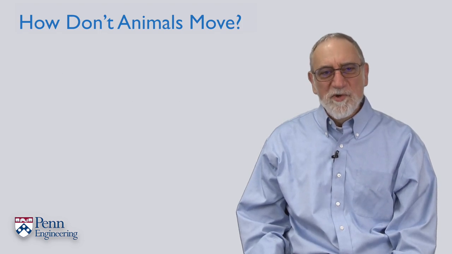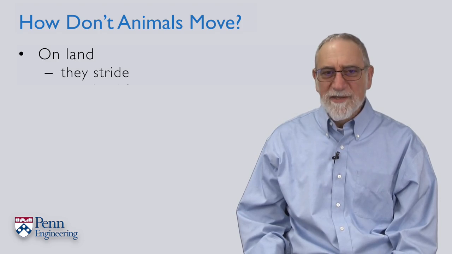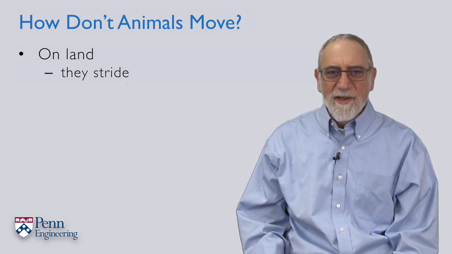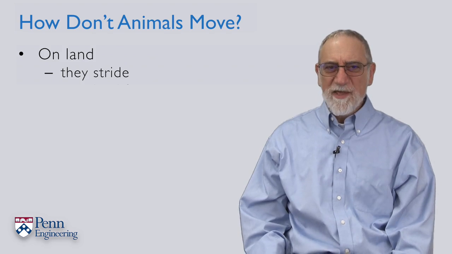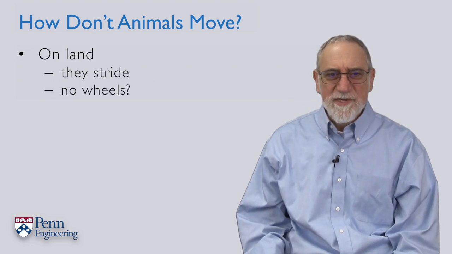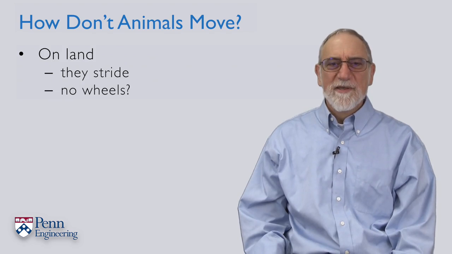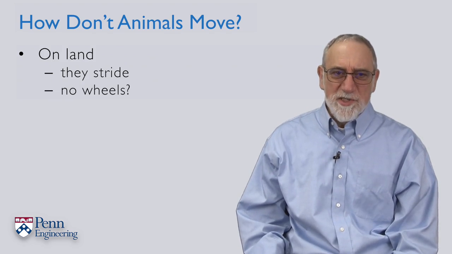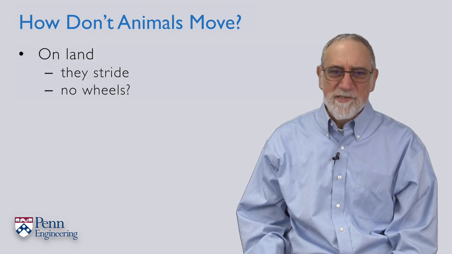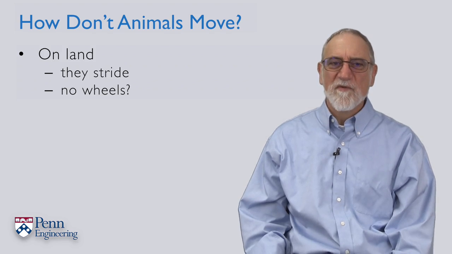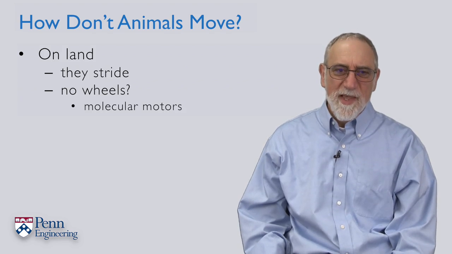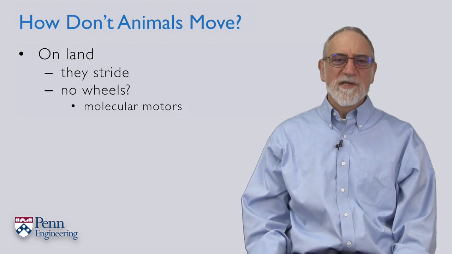How do the animals move? Well, on land they stride. How don't they move? Don't they have wheels? Why don't the animals have wheels? Biology has invented wheels a few times in the form of molecular motors and sometimes in the form of organisms.